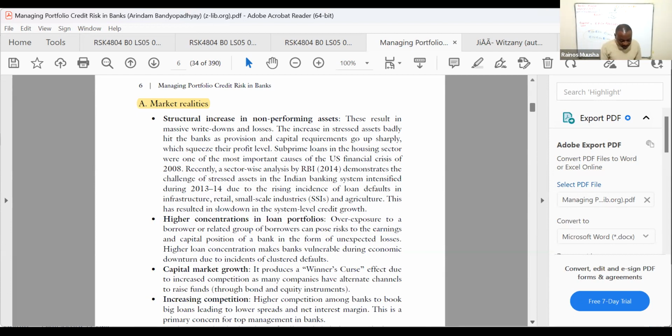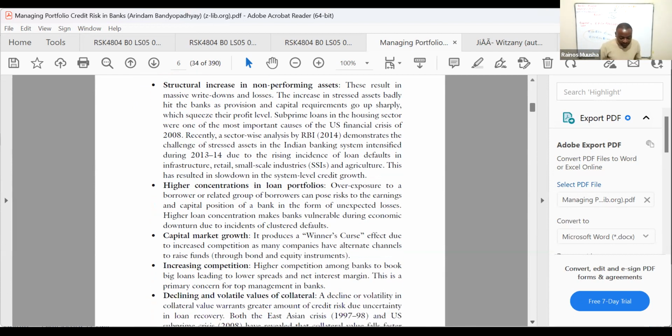Then the other market reality looks at higher concentrations in loan portfolios, where they say overexposure to a borrower or related group of borrowers can pose risks to the earnings and capital position of a bank in the form of unexpected losses. Higher loan concentration makes banks vulnerable during economic downturns due to incidents of clustered defaults. And we've already explained this as well.